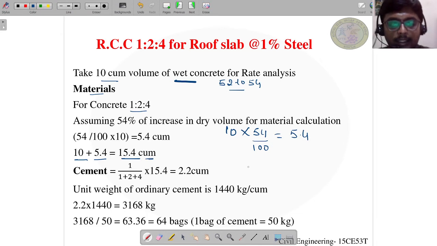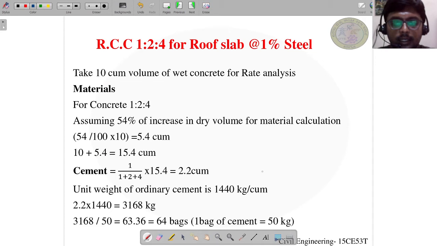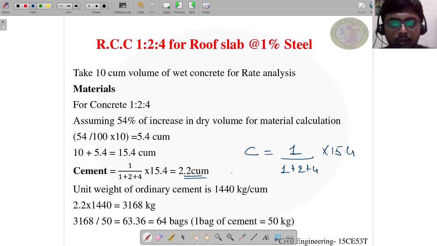Next, to calculate the exact quantity of proportions required in 1:2:4, we have cement, sand, and coarse aggregate. So first let us calculate cement. Cement is equal to, we know that 1 is the proportion of cement. So total proportion is 1 plus 2 plus 4, into 15.4, which comes out to be 2.2 cubic meter. So we need 2.2 cubic meter of cement.